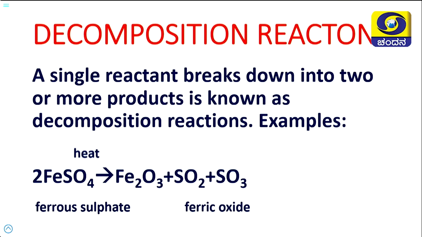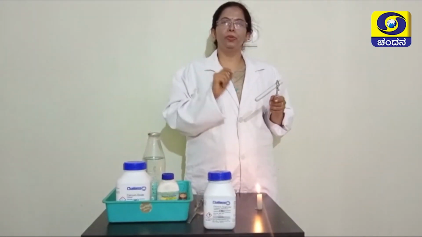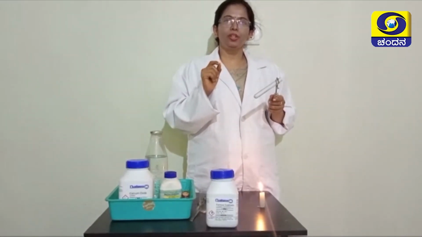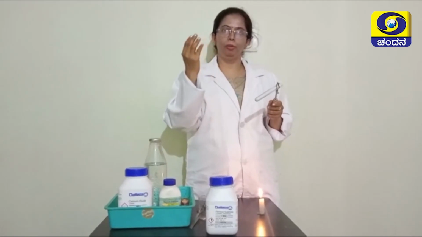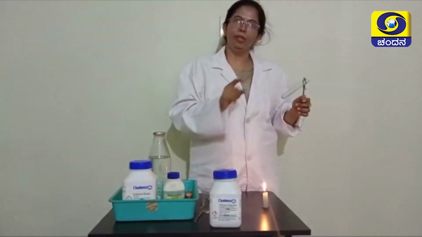Here is an example, as we can see on your screen. When ferrous sulphate FeSO4 is heated, three products are generated: iron oxide Fe2O3, sulfur dioxide gas, and sulfur trioxide gas is also evolved. So, here we can see a single reactant breaks down into two or more products. Now we are going to conduct an experiment for decomposition reactions. A decomposition reaction is a type of chemical reaction in which a single reactant decomposes into two or more products. In this class today, we shall be conducting the decomposition of ferrous sulphate.